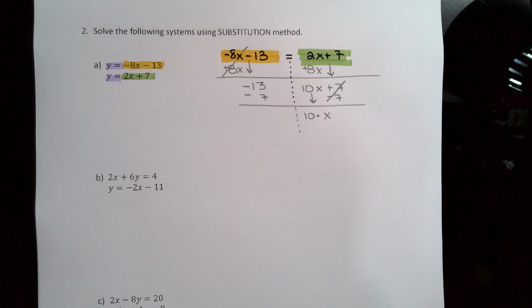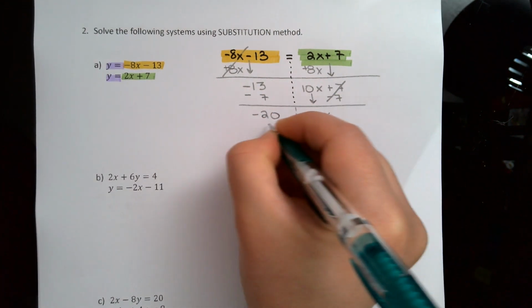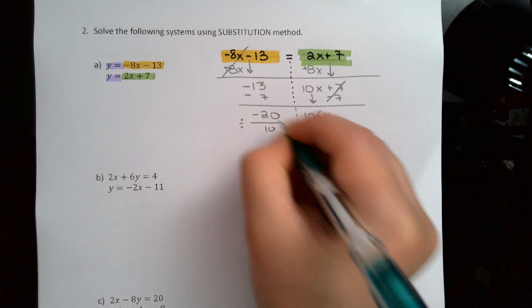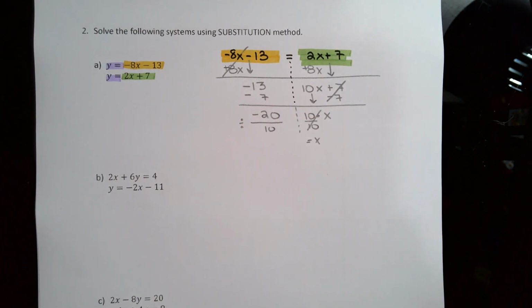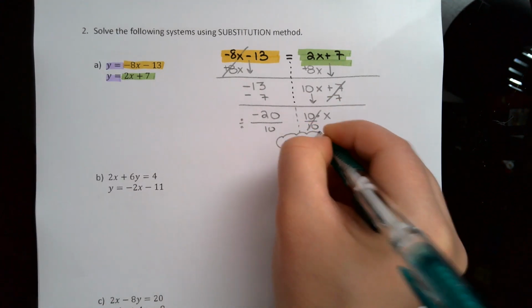Negative 13 minus 7, I get a negative 20. Divide by 10, divide by 10. On one side, our goal is to remove. On the other side, our goal is to divide. Negative 20 divided by 10 is a negative 2. Remember, this is not your answer.